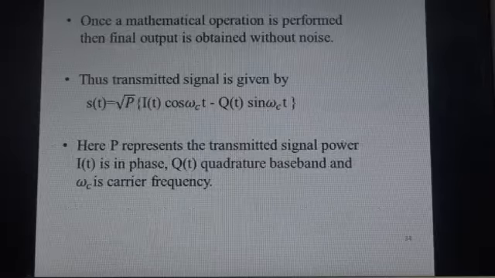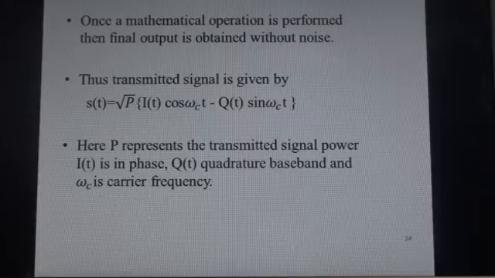Thus, after performing the mathematical operation and adding the two signals, we get the final transmitted signal, which is given by √P · I(t) cos(ω_c t) − Q(t) sin(ω_c t). Here P represents the transmitted signal power, I(t) is the in-phase component, Q(t) is the quadrature baseband, and ω_c is the carrier frequency.